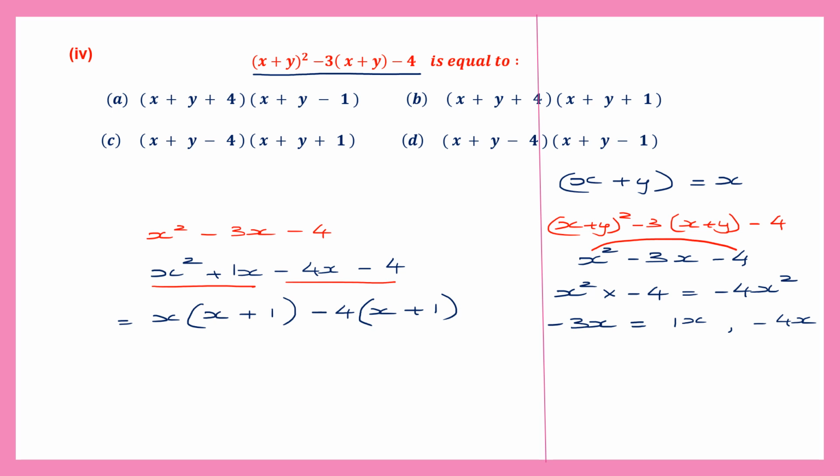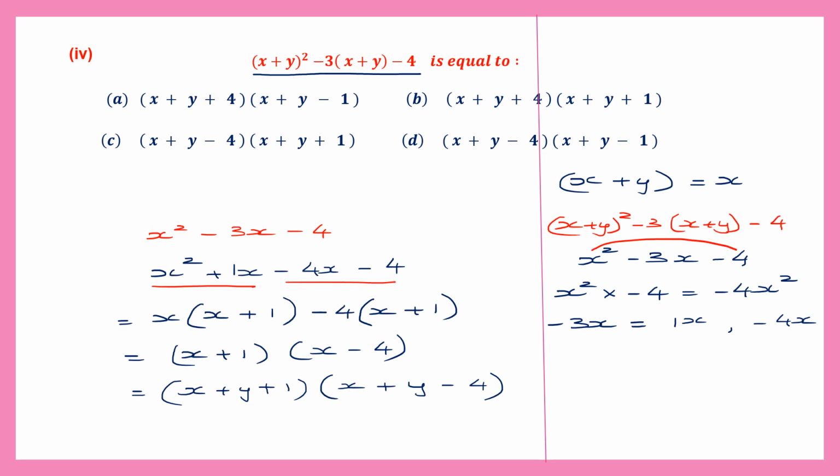So what are my factors here? My factors, the common one inside the bracket is x plus 1 and outside the bracket is x minus 4. Now we are going to substitute for x. Remember, right at the beginning we said x is x plus y. So we are going to substitute for this x here. Instead of x we need to say x plus y, and then what is left? Plus 1. On the other side also, we have to substitute x with x plus y: x plus y minus 4.